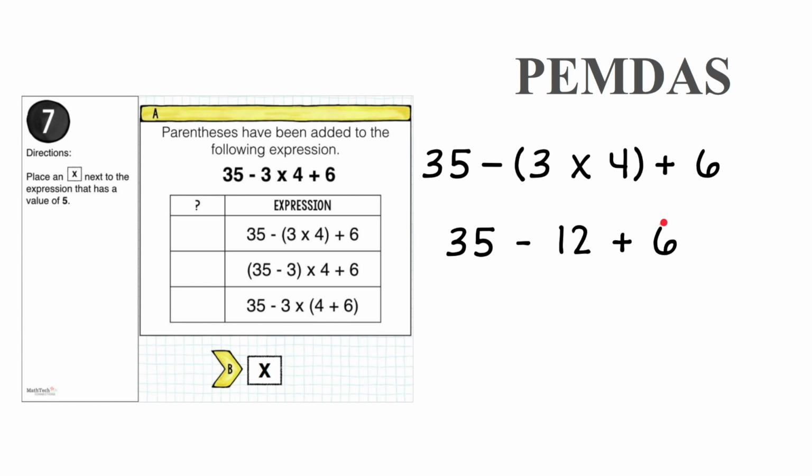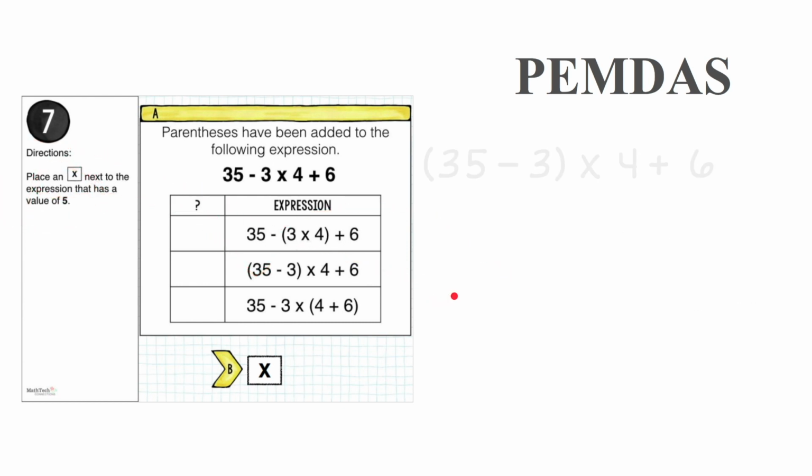So now this is a lot of the times where my students will get confused because they want to do 35 minus 12 really quickly. We see there aren't any exponents, there's no multiplication or division. And so we add or subtract left to right. 23 plus 6 is going to equal 29. And we're looking for a value of 5, so that can't be correct.